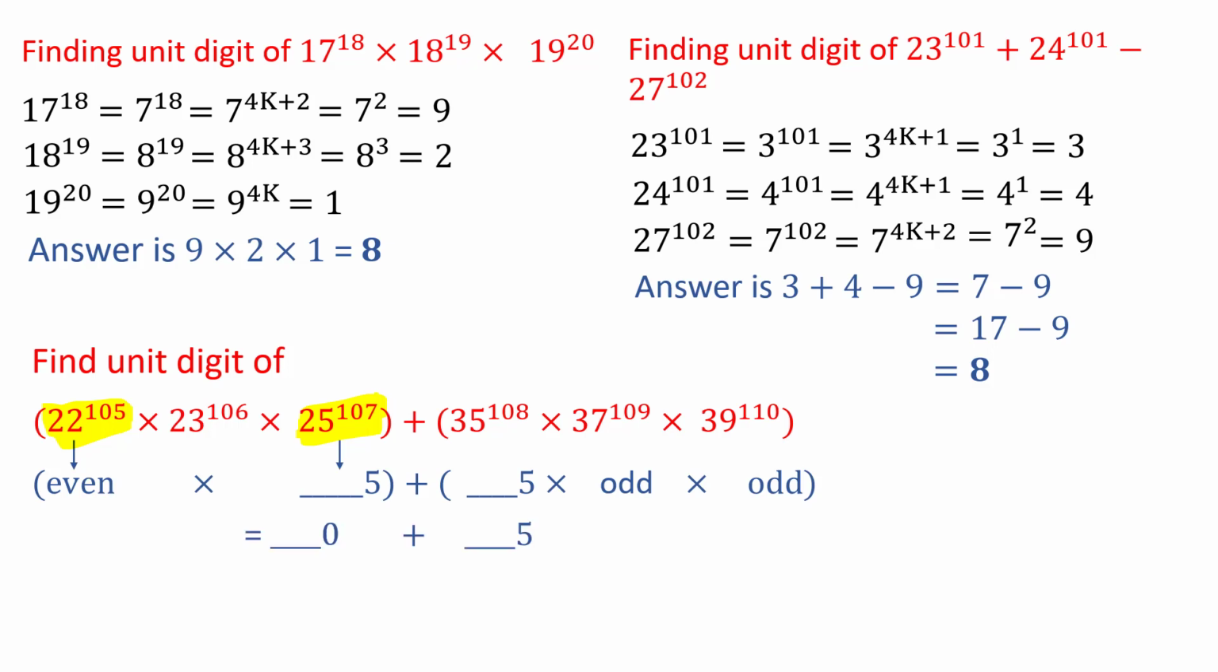In the second bracket we can see that 35 to the power 108 ends with 5, and 37 to the power 109 is an odd number. 39 to the power 110 is also an odd number. So the second bracket, 5 into odd, is always going to end with 5. So the final answer is going to be how much? 0 plus 5, that is equal to how much? 5. So the unit digit of this is going to be 5.